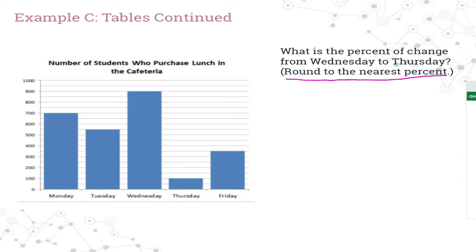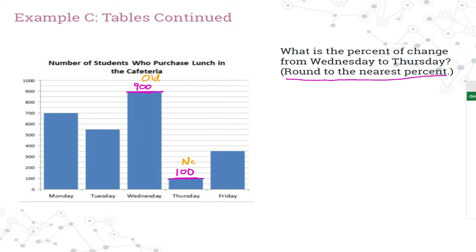So our Wednesday amount, we can see at the very top of our graph here, is going to be 900. And our Thursday amount, all the way down here towards the bottom of our graph, is going to be 100. So the key is now we need to figure out which one is our new and which one is our old. Thursday comes after Wednesday, so Thursday is going to be our new amount. Wednesday is going to be our old amount.